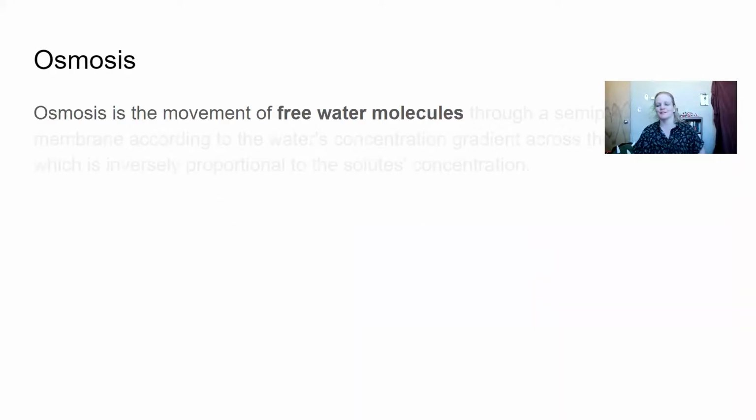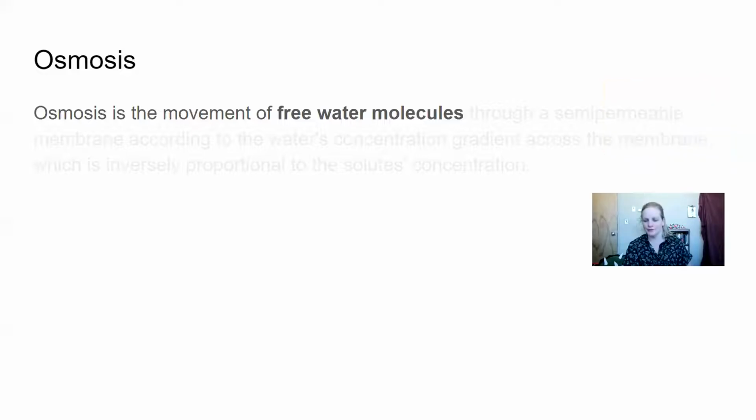Okay, so osmosis is a special form of diffusion. So this is the definition of osmosis given in your textbook. Osmosis is the movement of free water molecules through a semi-permeable membrane according to the water's concentration gradient across the membrane, which is inversely proportional to the solute concentration. Okay, what now? So let's break this up into little bits, because if we can make these into bite-sized pieces, this crazy definition starts to make more sense.